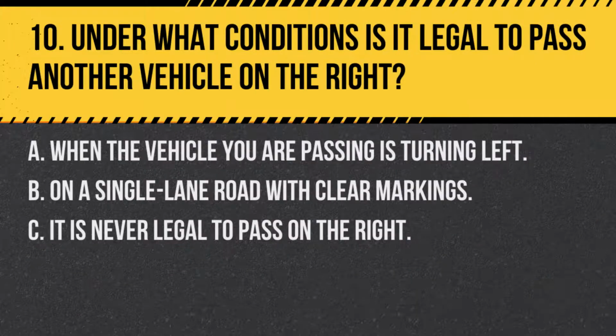Question 10. Under what conditions is it legal to pass another vehicle on the right? A. When the vehicle you are passing is turning left. B. On a single-lane road with clear markings. C. It is never legal to pass on the right.